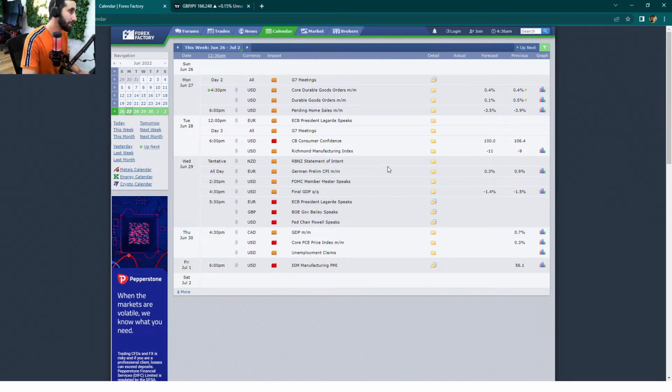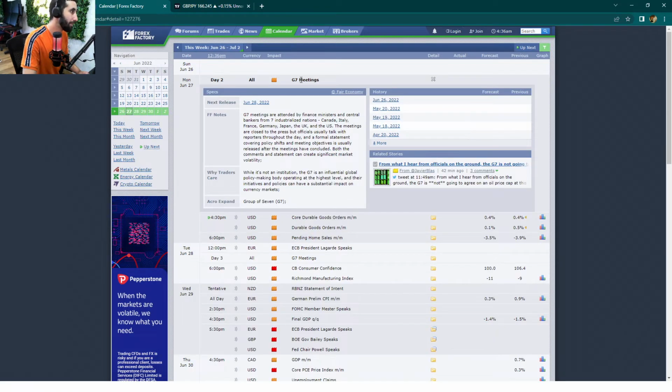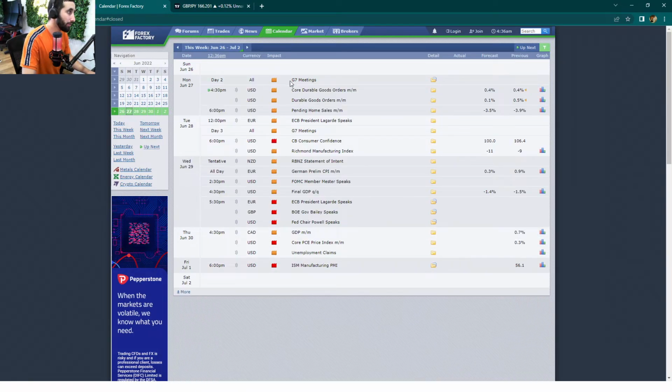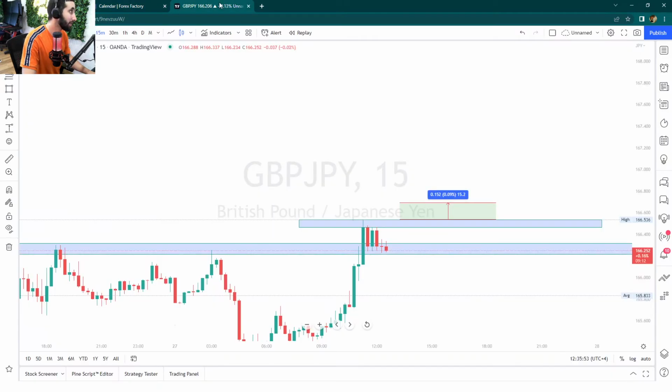But as you guys can see here, this is happening. The G7 meetings, all the currencies. All the currencies are basically moving the same way. The market is less liquid. I think probably we should call it quits for today, because for that, it's going to be.